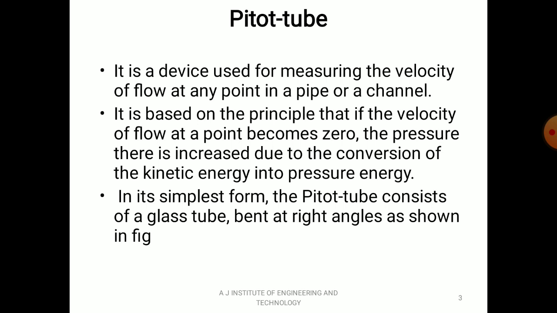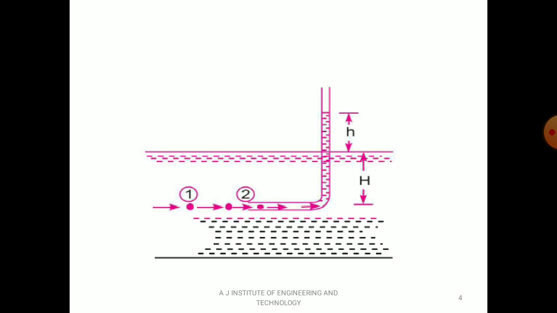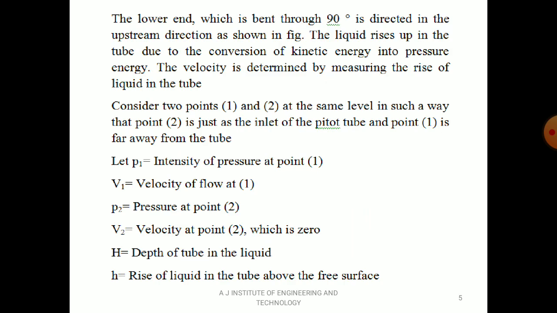In its simplest form, the pitot tube consists of a glass tube bent at right angles as shown in the figure. So the pitot tube consists of one small diameter tube that is bent at a right angle or 90 degrees. You can see the diagram or schematic arrangement of the pitot tube. Fluid is flowing. There are points 1 and 2 and small letter h, that is the rise of liquid level in the pitot tube above the free surface, and capital letter H.